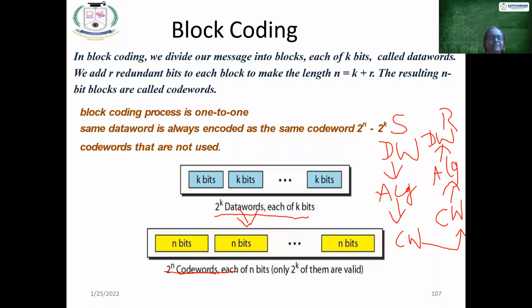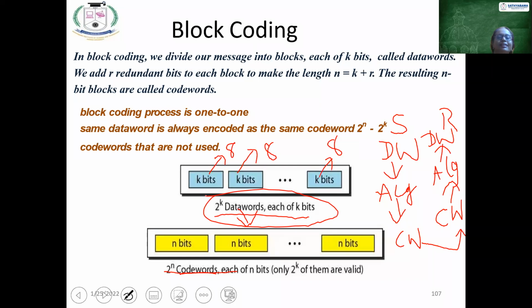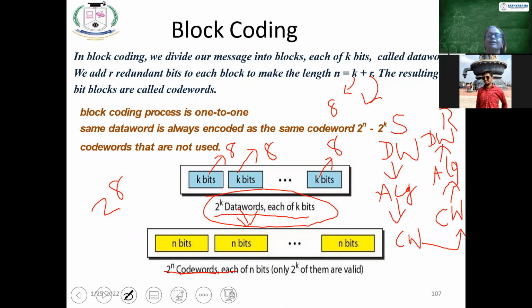Now understand very clearly. I have k bits, so there are 2 power k data words, each of k bits. For example, I told you this is 8 bits, this is 8 bits. So 2 power 8 data words will be there. Now there will be n bits in the code word. The 8-bit data word plus r, and r stands for the redundancy bit. So n equal to k plus r.